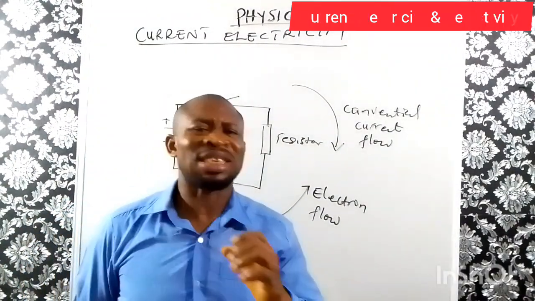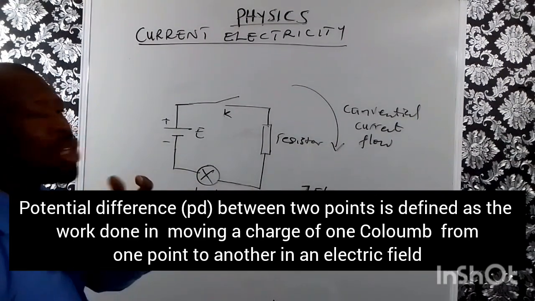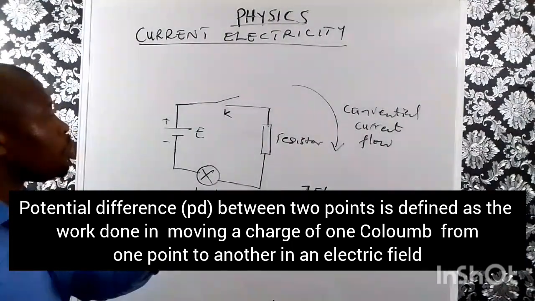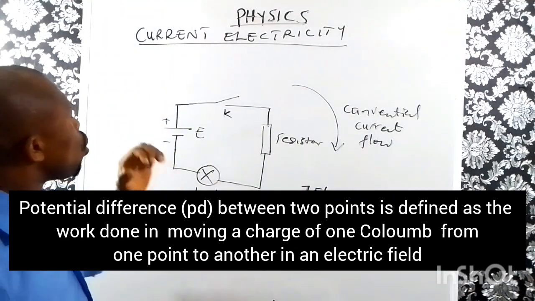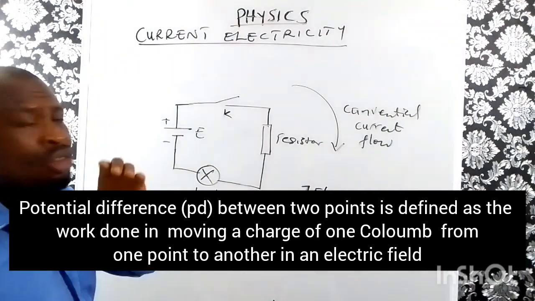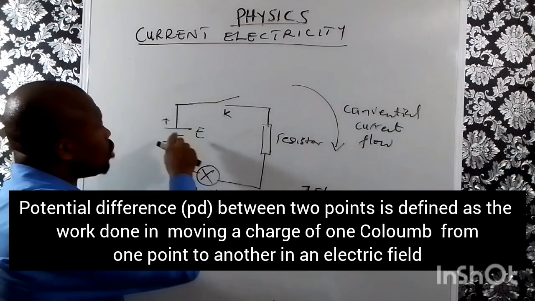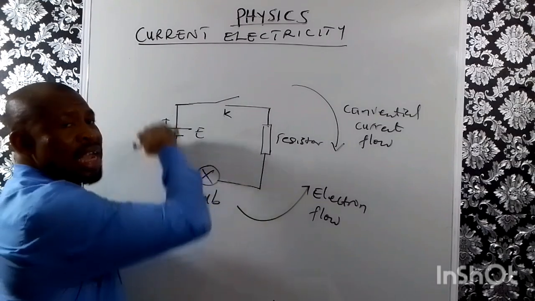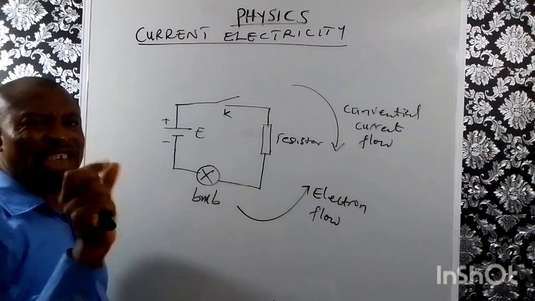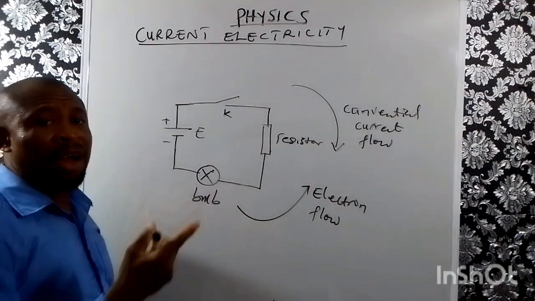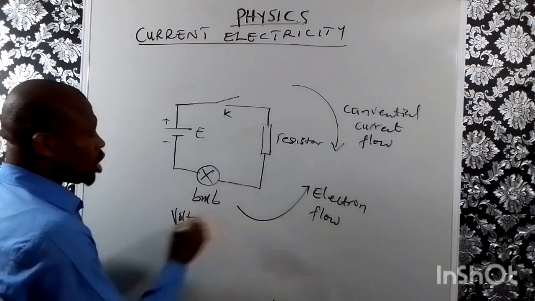Now potential difference is nothing but the work done in moving a moving electric charge of 1 coulomb from one point to another. Or you can say that it is the work done in moving an electric charge of 1 coulomb round a complete circuit, because the moment it moves from this point to another, it has moved round. So it is the work done in moving a charge of 1 coulomb from one point to another in an electric field. And of course, potential difference is measured in volts.